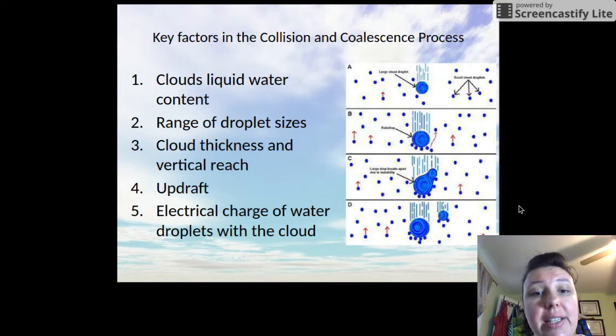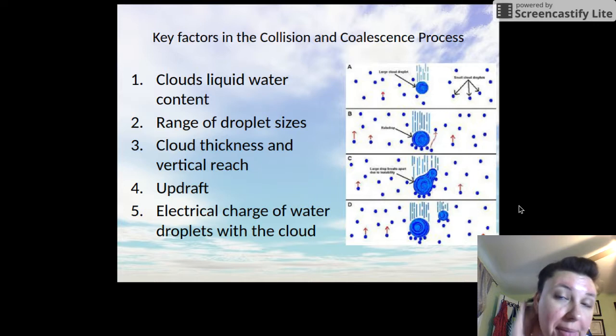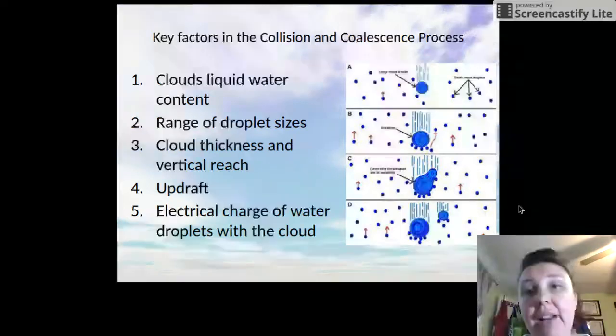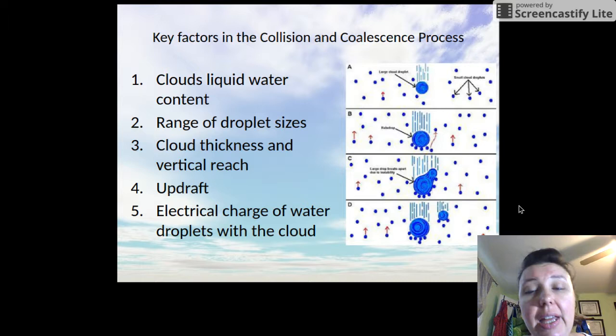Cloud thickness and vertical reach, just going through that. The amount of updraft, so how much updraft is holding these cloud droplets buoyant up there so that they can gain size or gain mass. And then the final one is the electrical charge of water droplets, the positive and negative ionic activity that is allowing them to coalesce together, right? So that this is taking place.